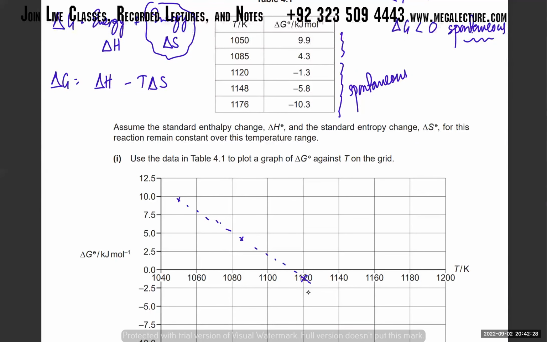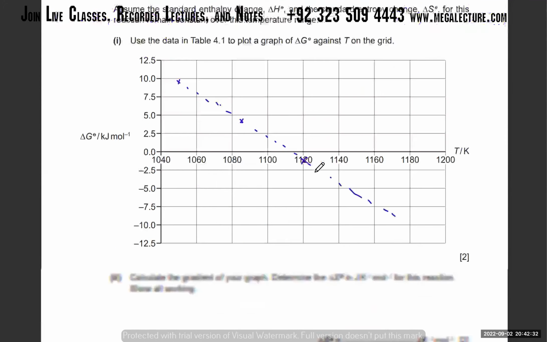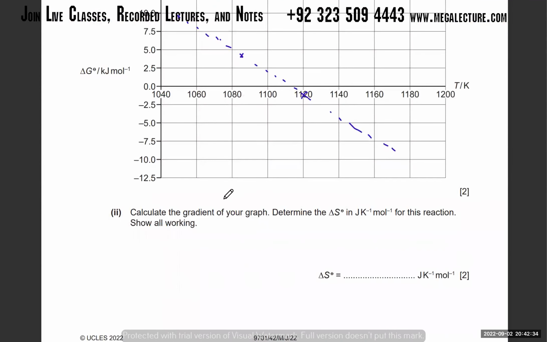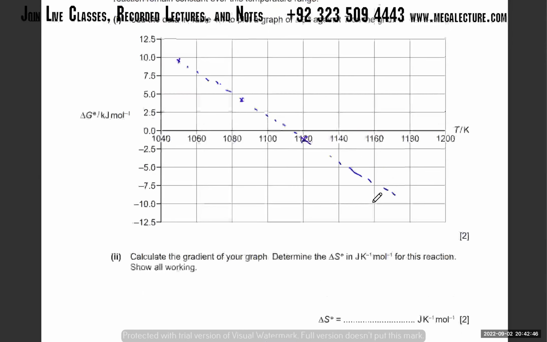You can sketch it on your own. He's going to ask you for the point at which the reaction becomes feasible. No, he's not actually. Calculate the gradient of your graph. Determine the delta S in joules per Kelvin per mole for this reaction, showing all your working.